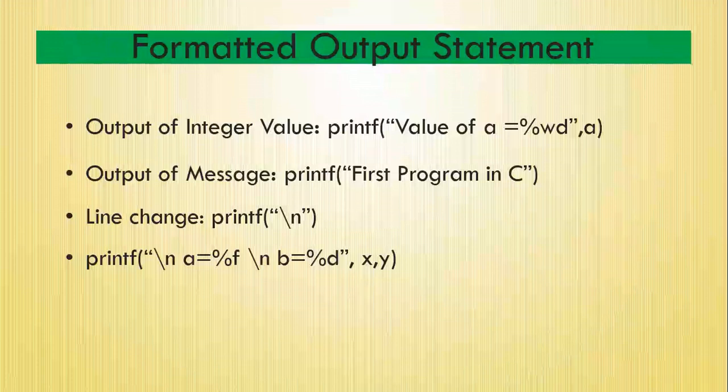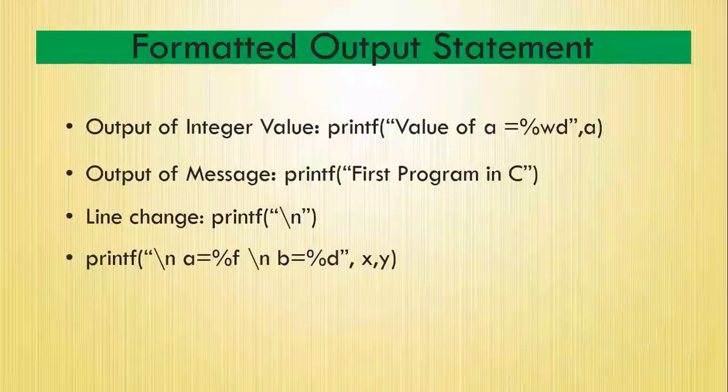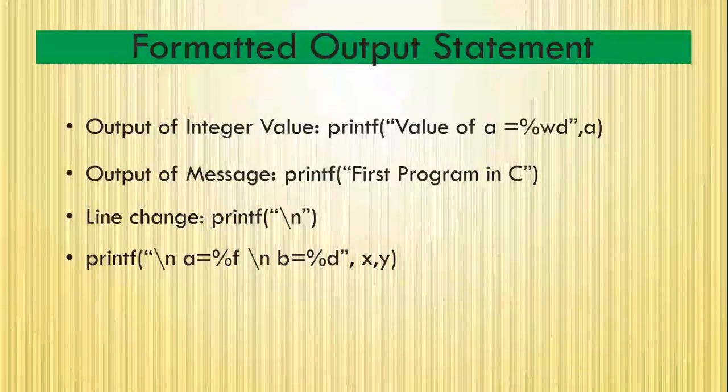Output of a message: just like that, without a variable, you can just print the message. The first program in C, whatever you write, will display simply. And suppose you want to change the line, then you can use \n, that is the new line backslash character. And the last statement indicates that you can print various values of variables without any message.